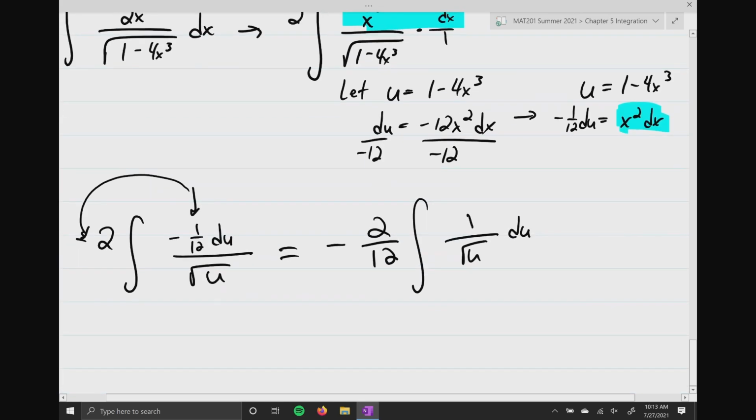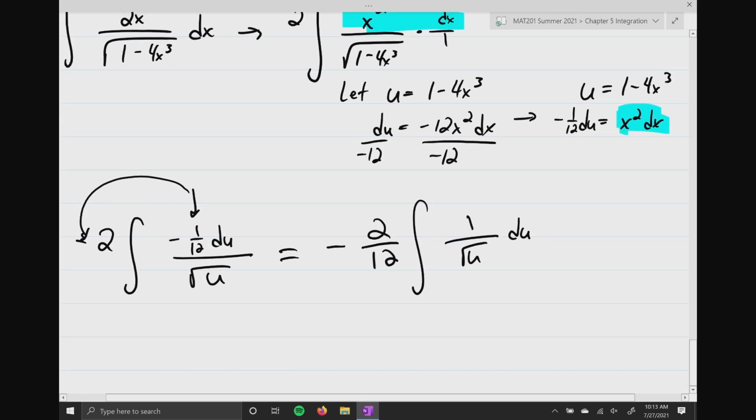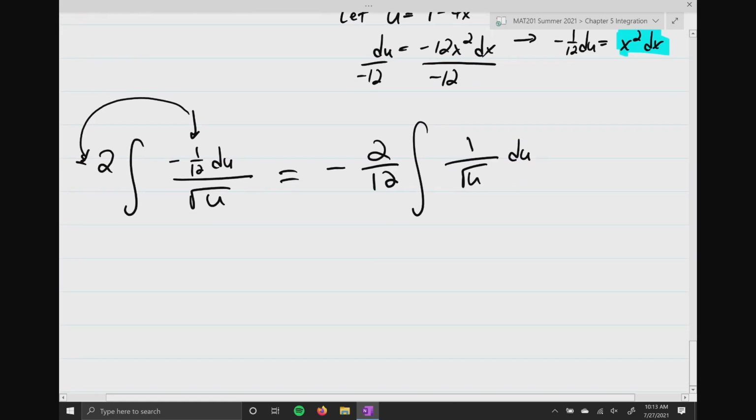Now we're almost home free. We know that in order to take the integral of 1 over the square root of u, not only do we have to make this square root an exponent because we want to use the power rule, but we're going to have to move it up into the numerator. So with a little simplification, we get negative 1/6, because 2 over 12 is 1/6. So we get negative 1/6 times the integral of u to the negative 1/2 du. Okay? Now we got it in the form of what we want. It's a nice, easy integral, and we can go ahead and do this.